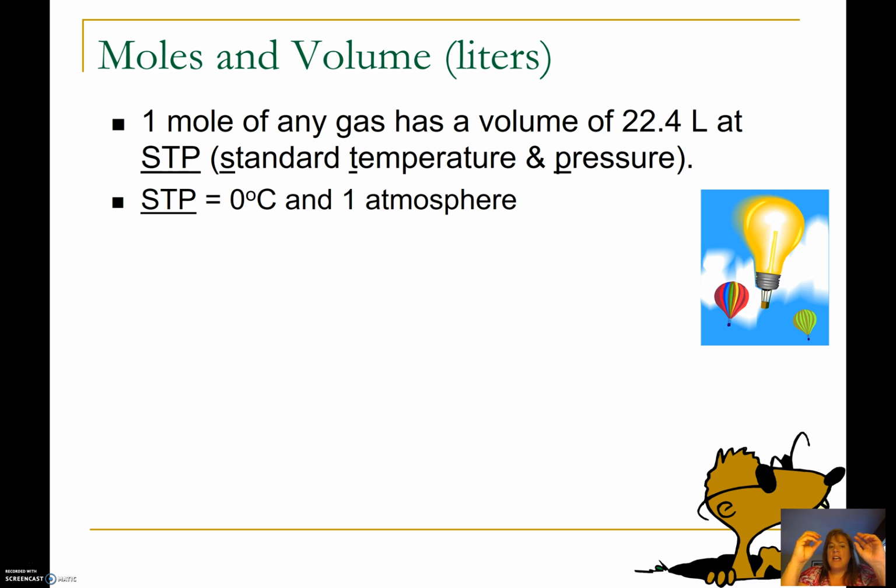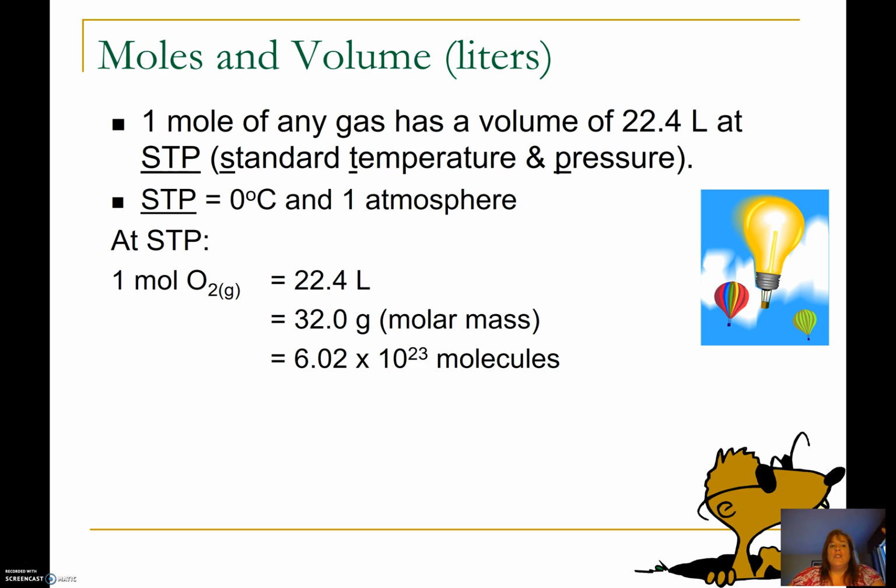So make sure you write down that STP is 0 degrees Celsius, so that's freezing, and 1 atmosphere of pressure. Anytime we're at those conditions, 1 mole of a gas has a volume of 22.4 liters. So when I'm at standard temperature and pressure, a mole of oxygen is 22.4 liters of oxygen, which if I put on a scale weighs 32.0 grams and contains 6.02 times 10 to the 23rd molecules. The mole is cool.